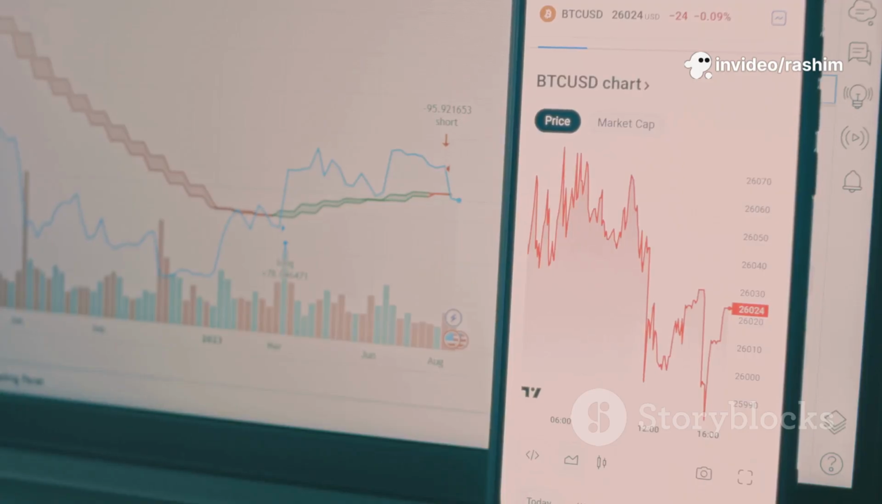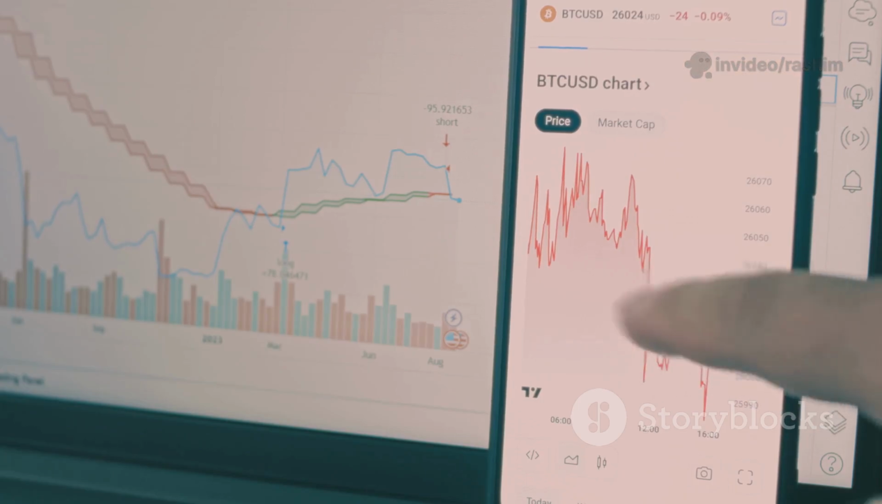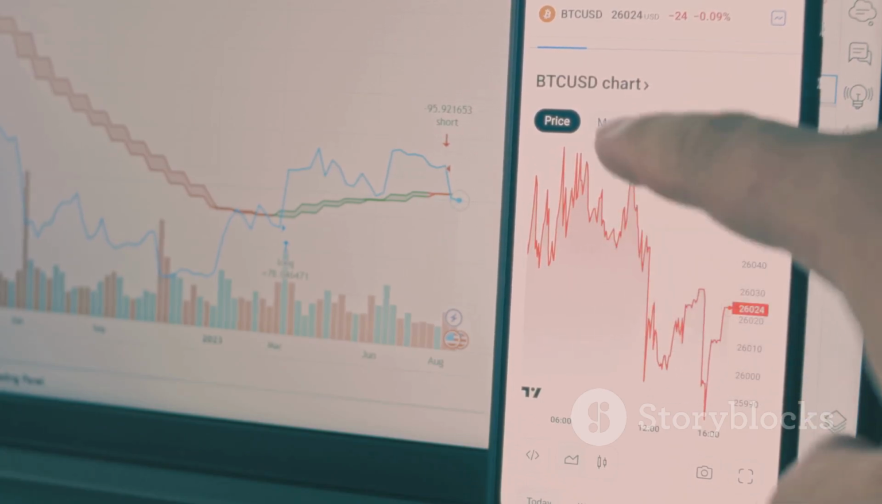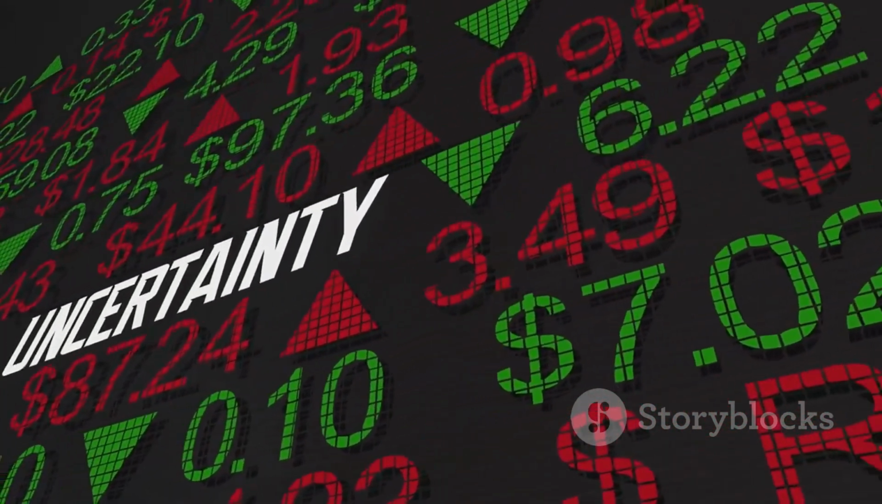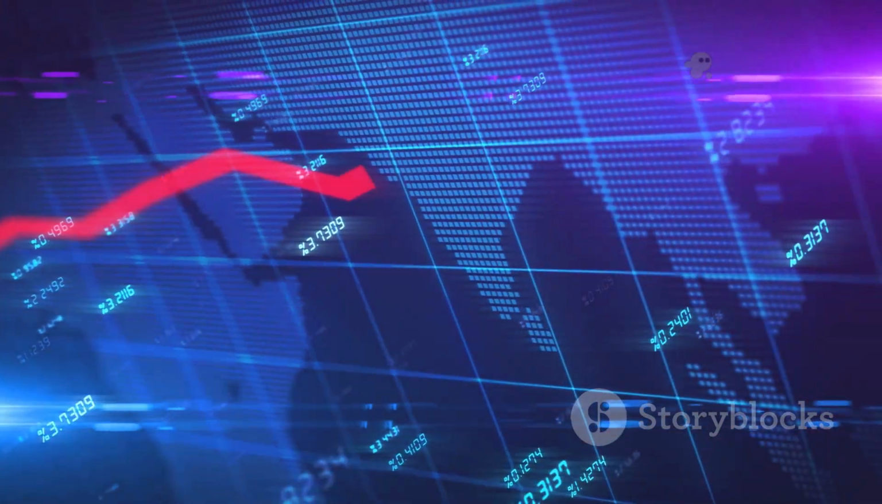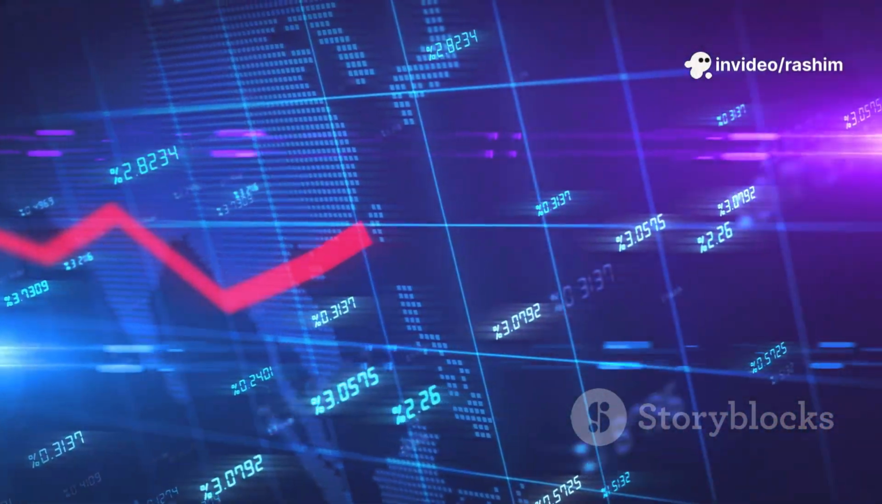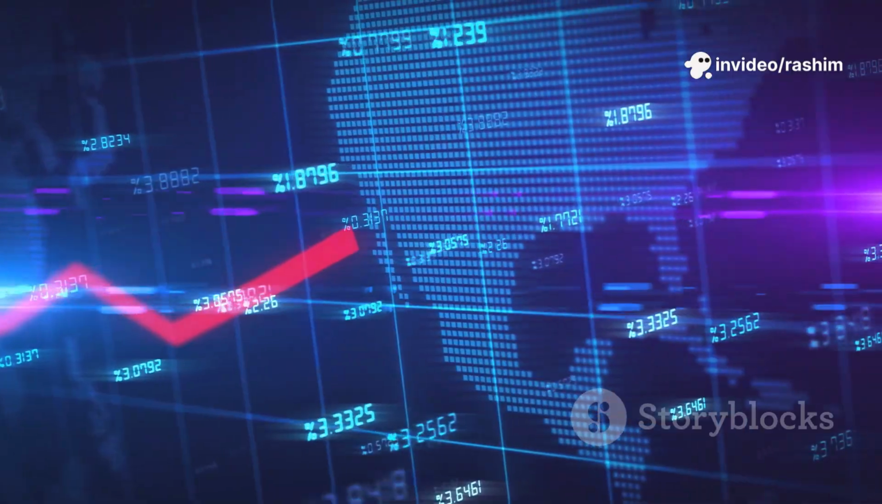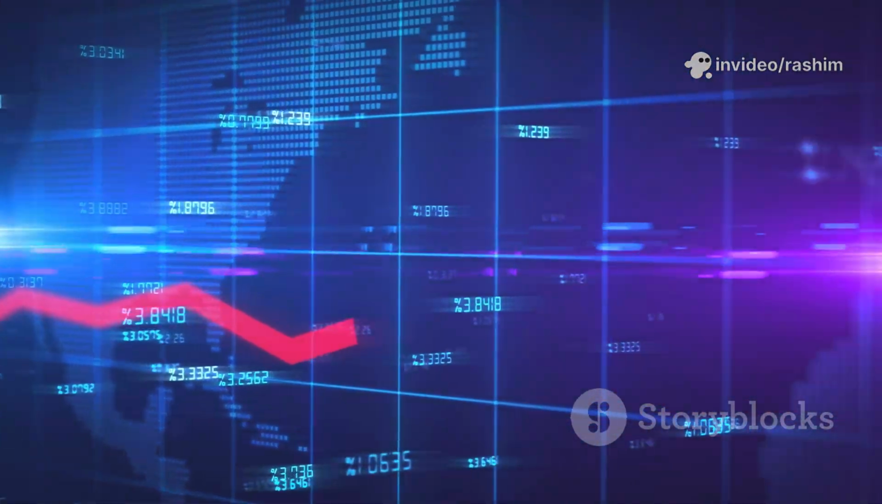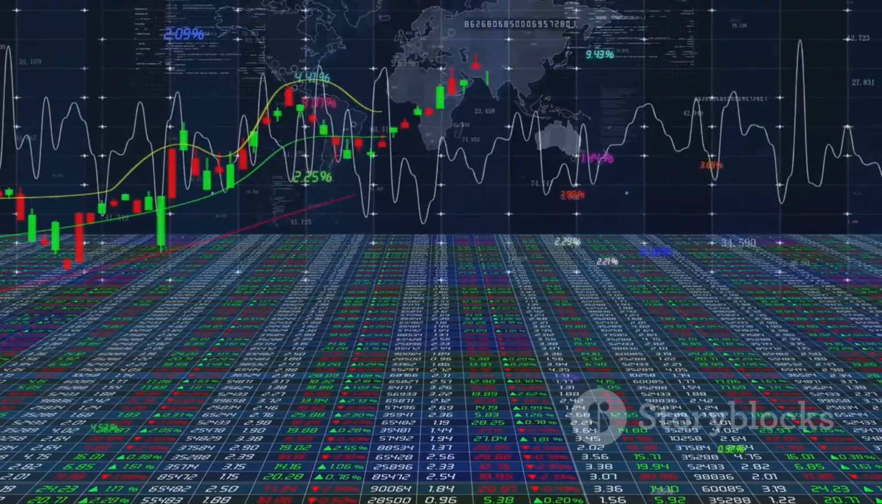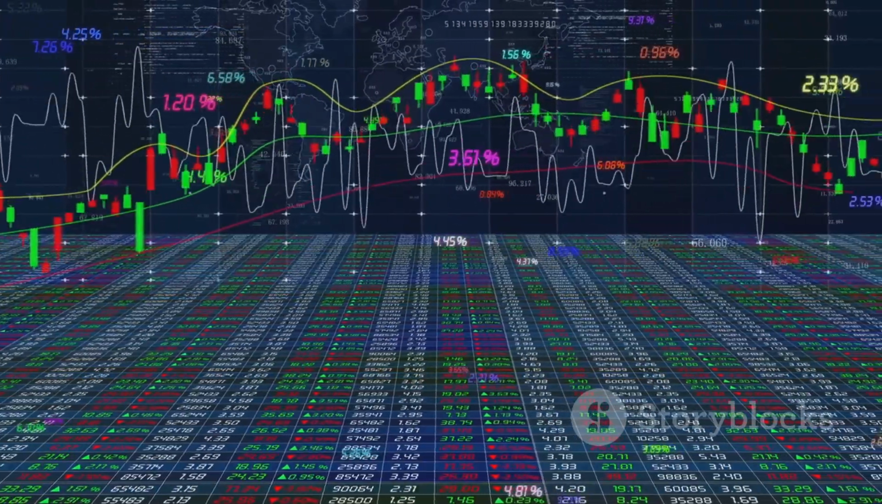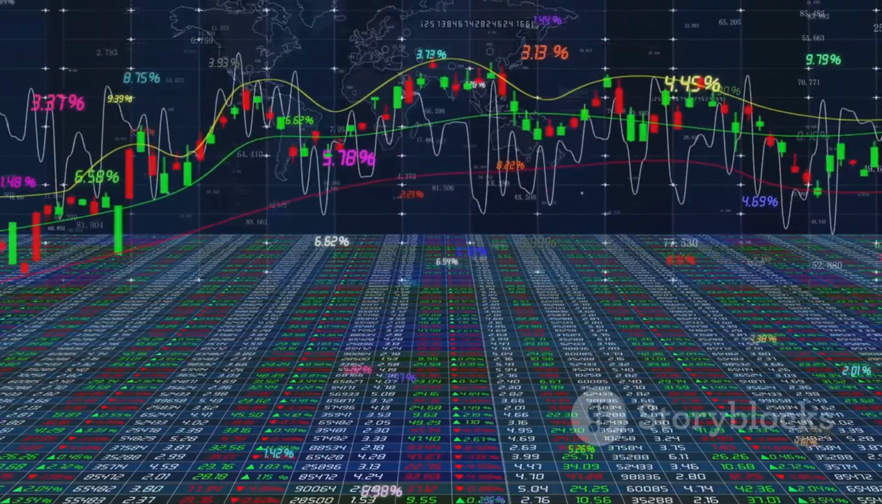A doji tells you that there was a fierce battle between buyers and sellers, but neither side could win. The market is uncertain about its next direction. A doji is most significant when it appears after a strong trend, as it can be an early warning that the trend is about to pause or reverse. These 3 patterns, bullish engulfing, bearish engulfing, and doji, are fundamental building blocks of candlestick analysis.